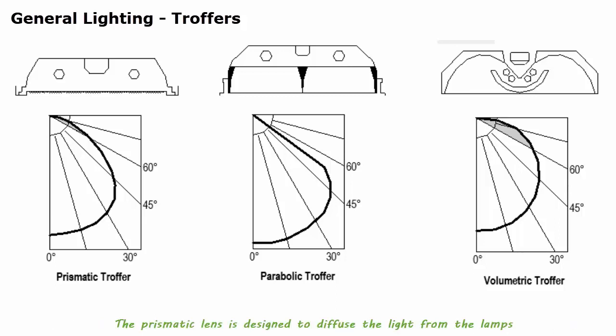The prismatic lens is designed to diffuse the light from the lamps and provide an even light distribution in every direction to minimize glare. These fixtures can emit a small amount of light above 60 degrees to illuminate the upper portion of the walls so that the cave effect can be largely eliminated. However, they are often inefficient in sending light downward on the work plane.